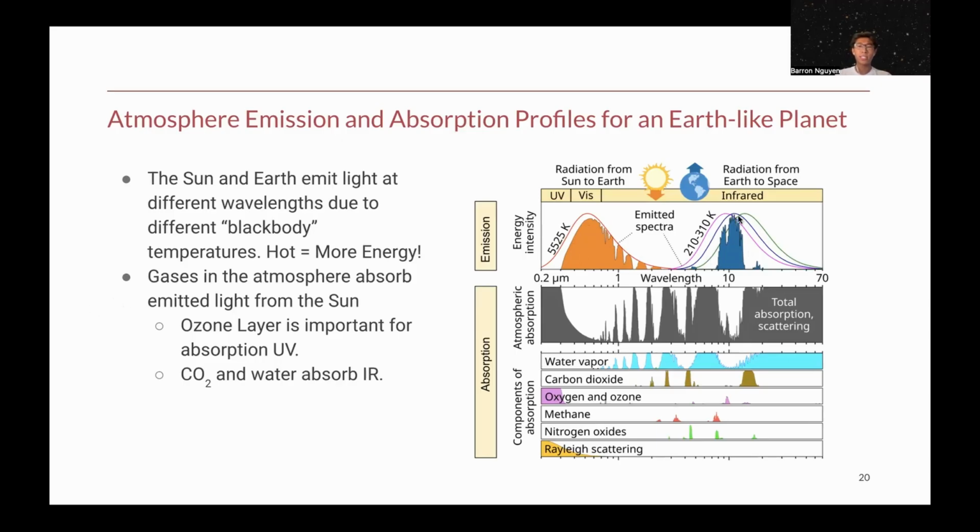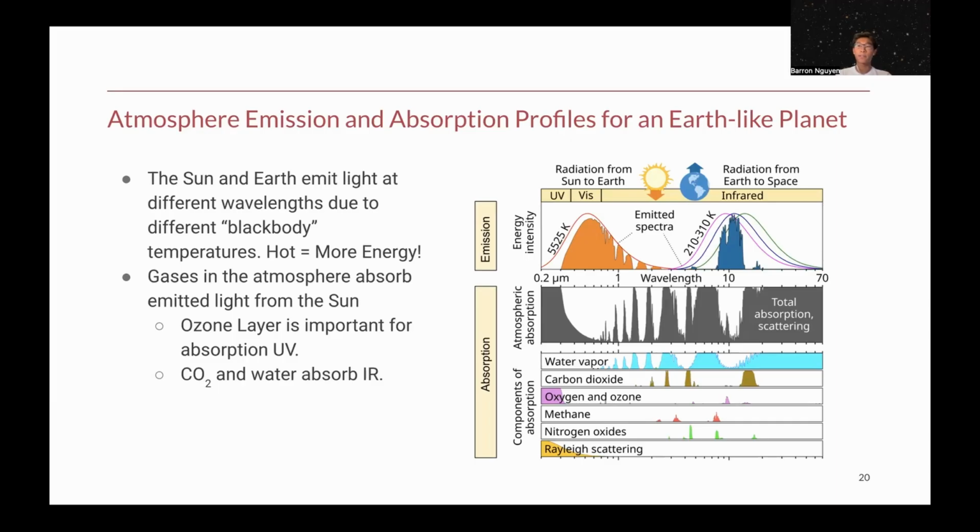What you also see in this is that the idea of a perfect black body, where it should emit in a sort of curve, not exactly a bell curve, is that there are gaps and holes. And this comes from the idea that gases in the atmosphere absorb emitted light from the sun. So a big one is the ozone layer. We talk about the Montreal Protocol.